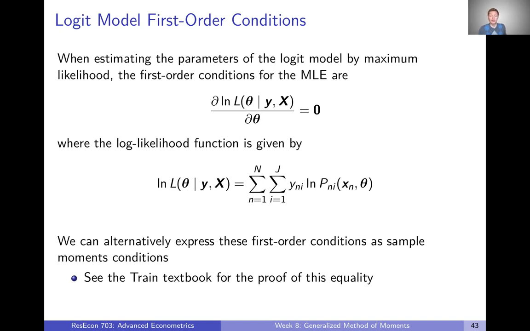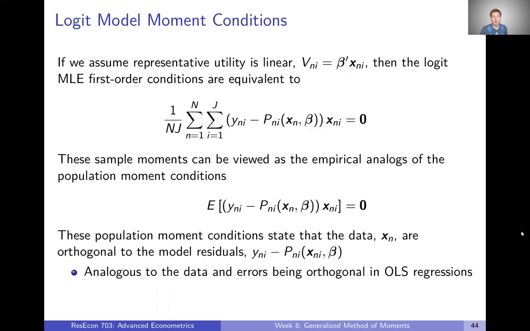The first order condition says that when we take the derivative of that with respect to each parameter, it should equal zero. Well, it turns out we can alternatively express these first order conditions as sample moment conditions. I'm not going to work through the math here, but the Train textbook does that, so I'll refer you there if you want to see the proof of this equality. But we can end up with a mathematically equivalent expression if we assume that representative utility is linear. Then our first order conditions are equivalent to this expression here.